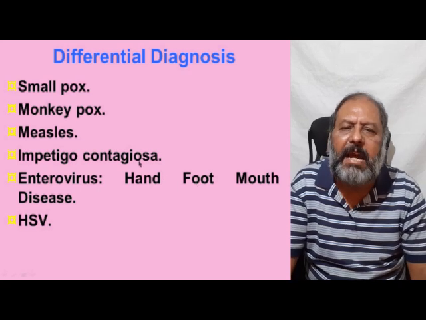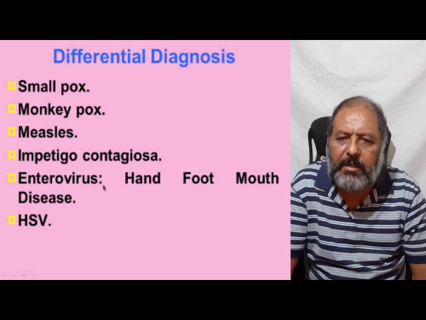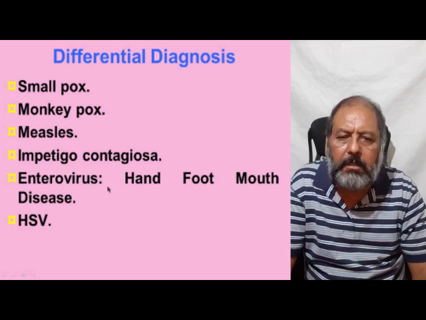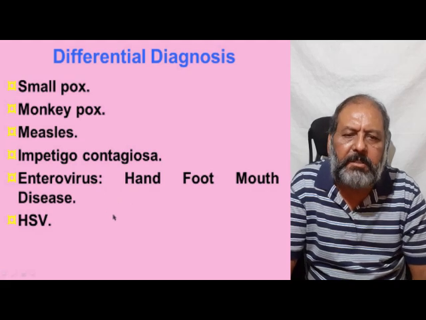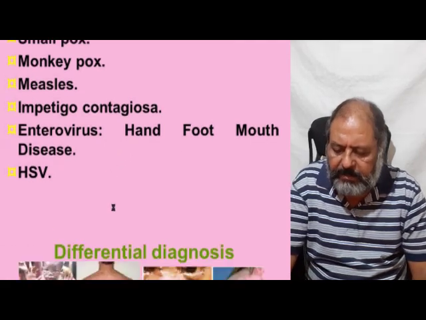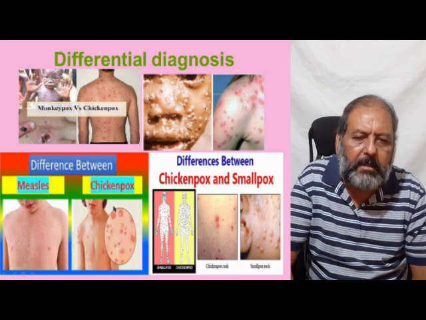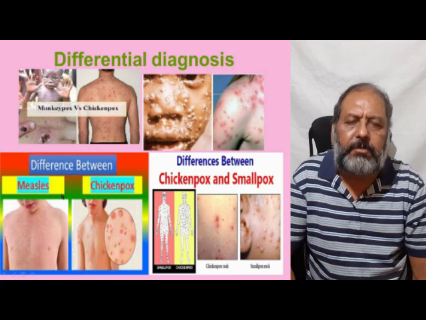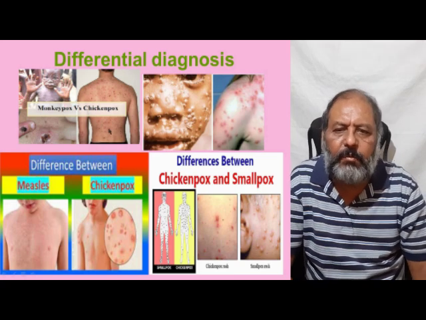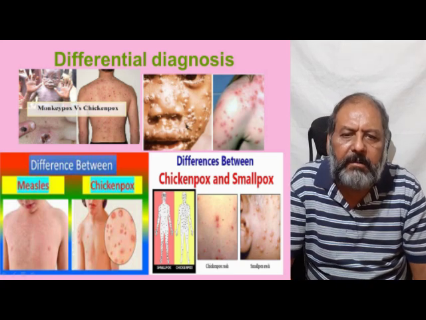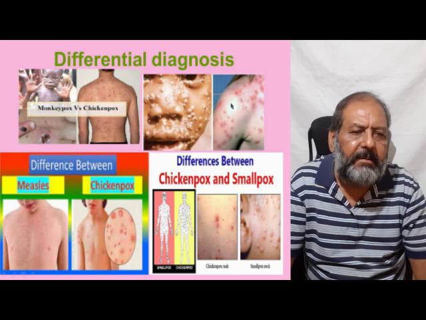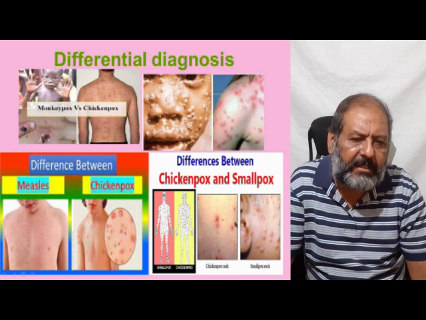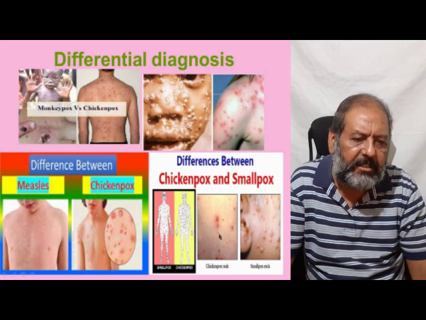Now, differential diagnosis: smallpox, monkeypox, measles, impetigo contagiosa, enterovirus, which is causing hand, foot, and mouth disease, and herpes simplex virus. But their appearance is quite different from the appearance of the chickenpox. Here one can see the monkeypox versus the chickenpox, and here there is smallpox versus the chickenpox, and here again the chickenpox and the smallpox.